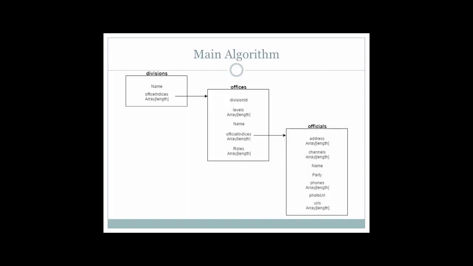One of the primary algorithms in our application is to grab the information from the representative when we're searching for a representative. It first divides the representatives into divisions, and it places them into an array. Within each of those indices in that array, there's an official index, which is called the office. Within that office, it has an official indices array, which gives you all the information about that politician, including the address, the channels, name, party, phone numbers, photo URL, and any other URLs associated with that politician.